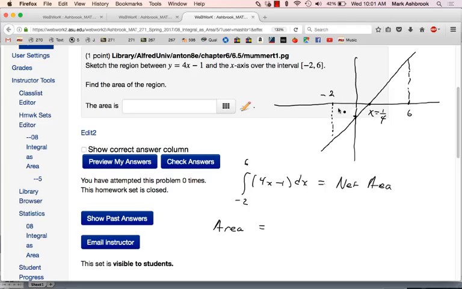So how are we going to use an integral to get this area here? It's going to be the opposite of, so we know that's going to give us a negative value, the opposite of that area. So if we take the opposite of it again, it'll be positive. So from -2 to 1/4 of 4x minus 1. And then we can just add this integral because we know that's going to be an area. Plus 1/4 to 6, 4x minus 1.